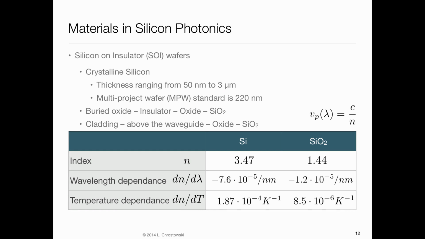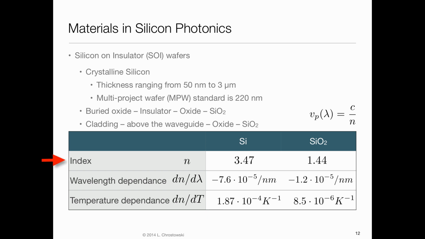The top layer is crystalline silicon and ranges from 50 nanometers to 3 microns. The typical standard for multi-project wafers is 220 nanometers. The waveguide is surrounded by silicon dioxide. Below is the buried oxide layer, and above is the cladding, which is deposited after the waveguides are fabricated.